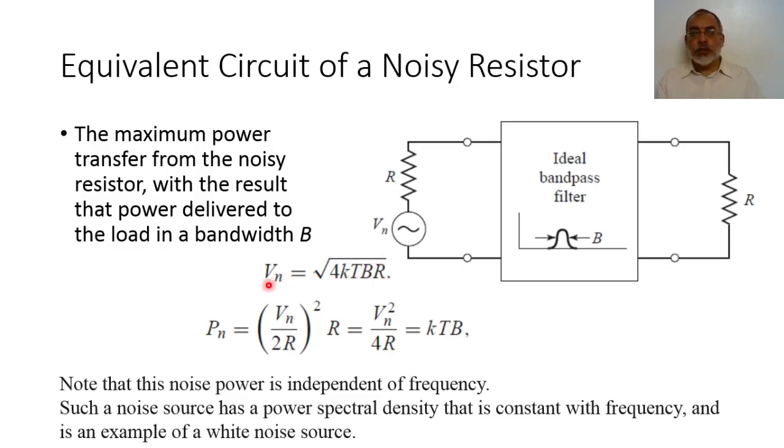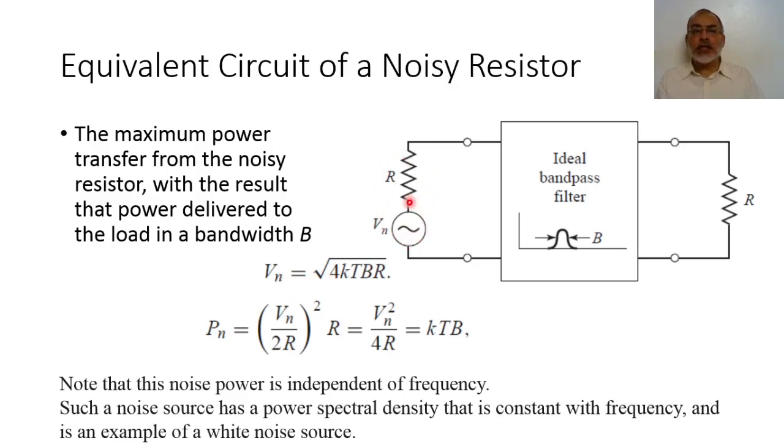This is actually the noise voltage, but we are not concerned with the noise voltage. We are concerned about the noise power, because the receiver is talking about the received signal, the received power signal, or the power of the received signal. So we are talking about the noise power. So what is the delivered noise by this resistor to the system?